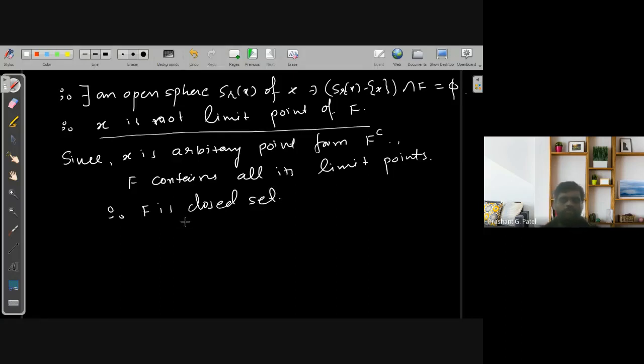So this will prove the converse part, that is, complement is open implies F is closed. So ultimately what we got is, whenever you want to prove that something is closed, you simultaneously use that the complement is open. And if you want to prove that something is open, then you can use the closedness. And both these quantities are related in this sense.